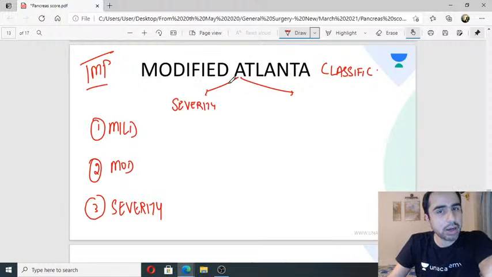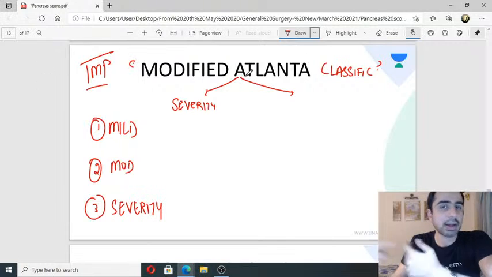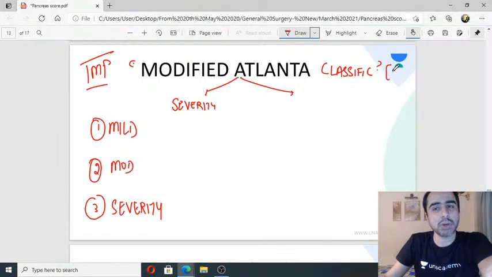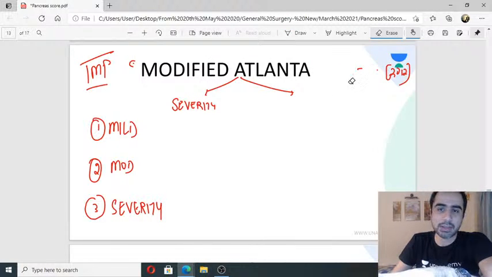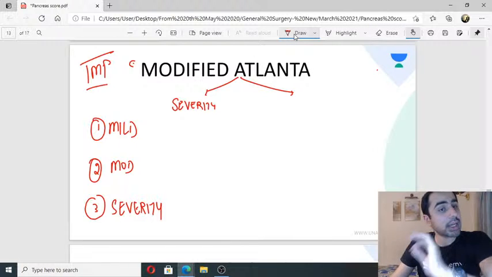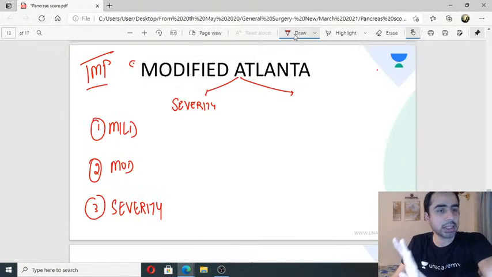Yeah, any idea? So there was this Atlanta meeting where they revised the classifications. That's why it's called Modified Atlanta. This happened in 2012. So what were the two classifications? One was a severity classification. What was the other classification? Anybody? Aana hi chahiye. 100% aana chahiye.